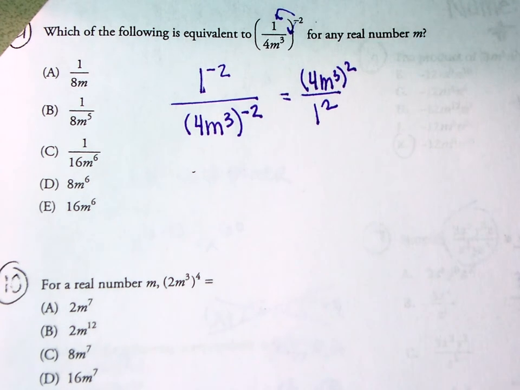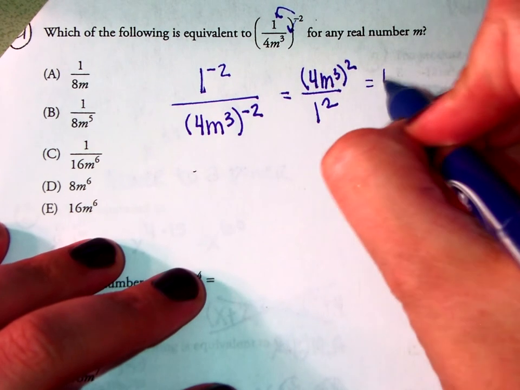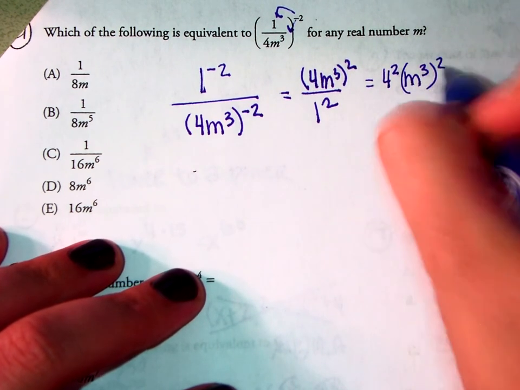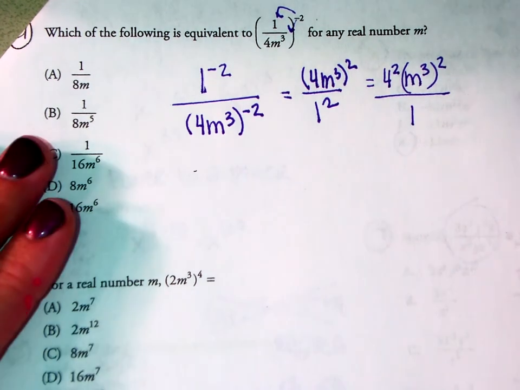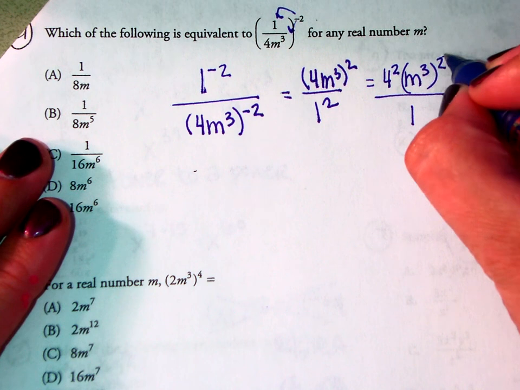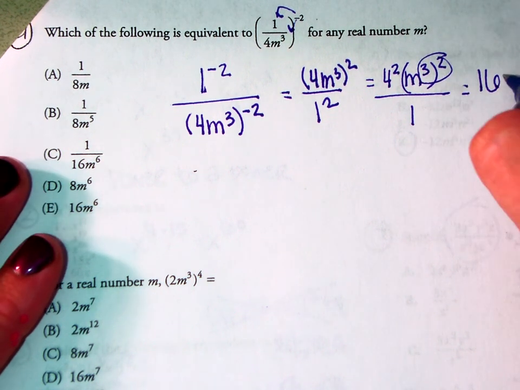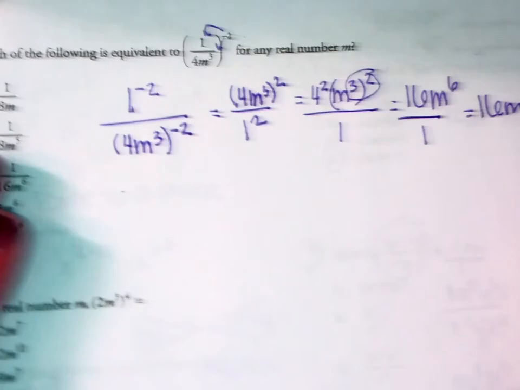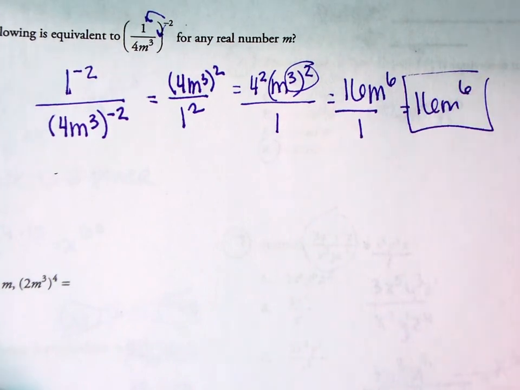So now I'm going to simplify. My 4 is going to be squared, and my m to the 3 is also going to be raised to the 2, all over 1. 4 squared is 16. M to the 3 to the 2, so notice right here, power to a power, 2 times 3 is 6. All over 1, which is the same as 16m to the 6th, which is option E.